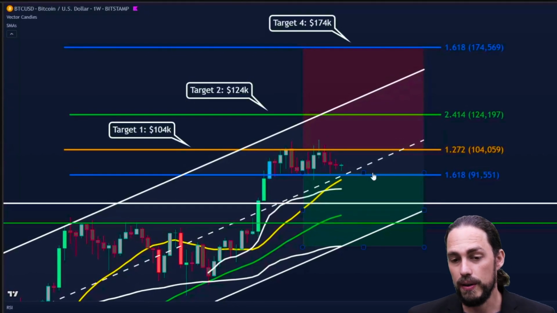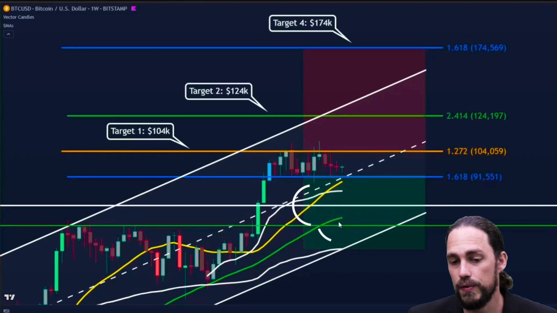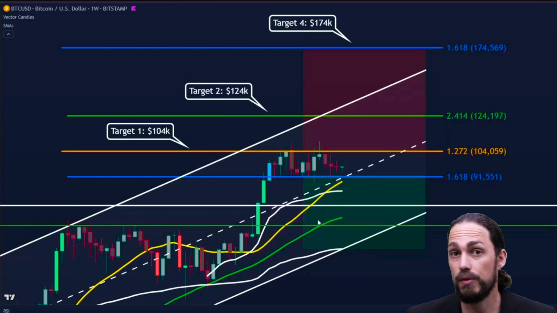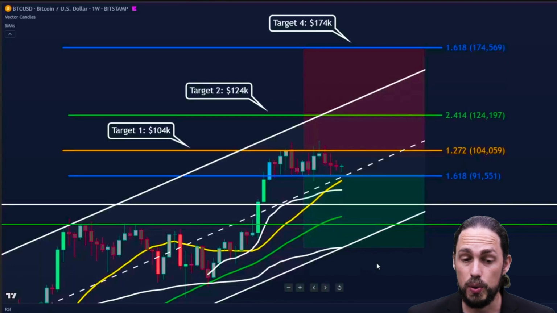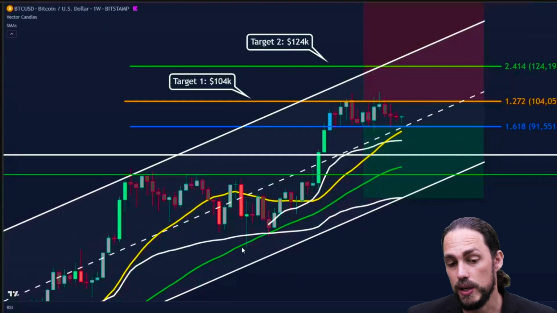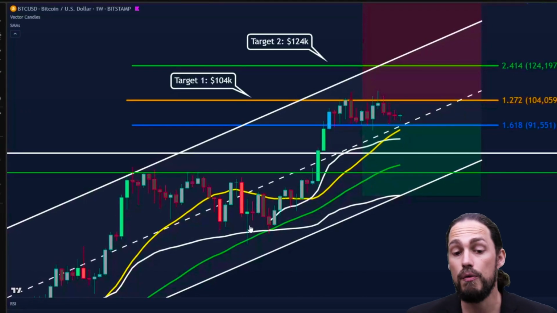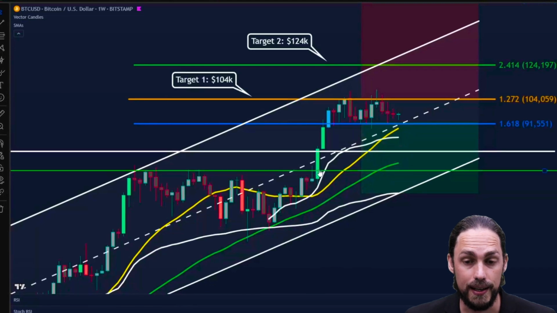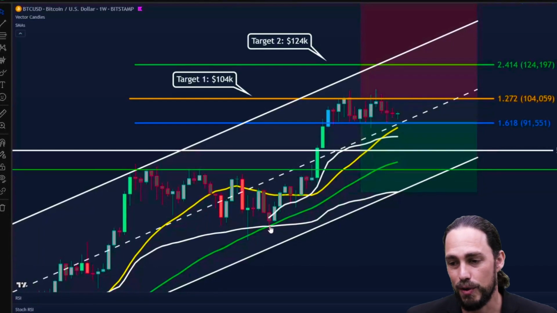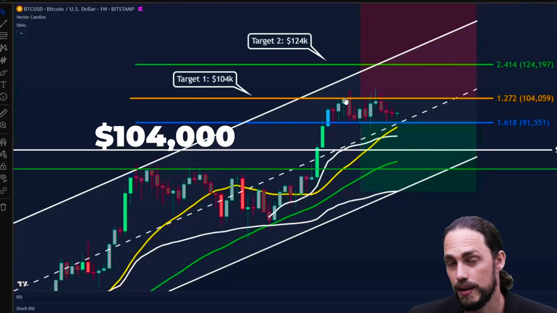A couple of very bullish signs that I can see here is that I have the 21 and the 50 SMA highlighted here. The 21 is the yellow line and the 50 SMA is the green line. Now we can see that on our previous bull flag we actually retested this 50 SMA as critical support before we had enough momentum to regain and push past and break this bull flag, and Bitcoin moved all the way from roughly $53,000 all the way up to this $104,000 area.